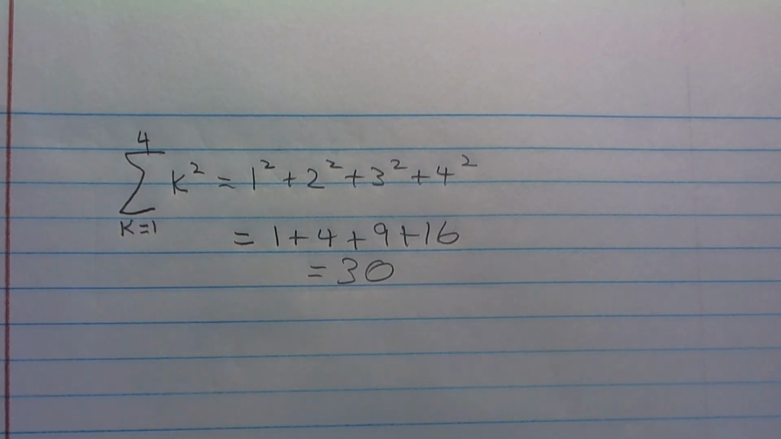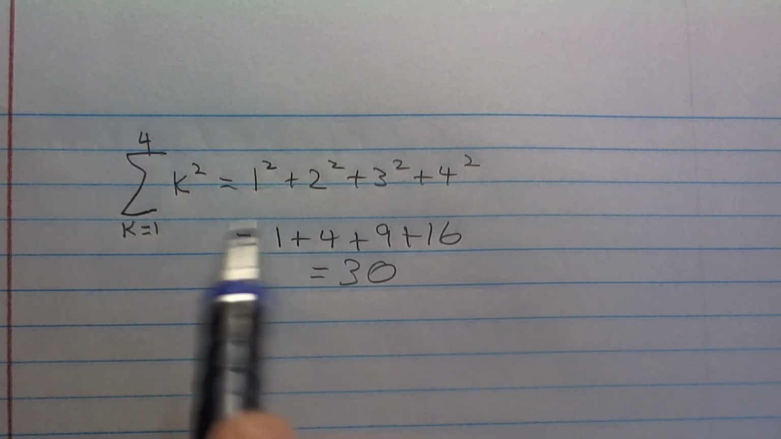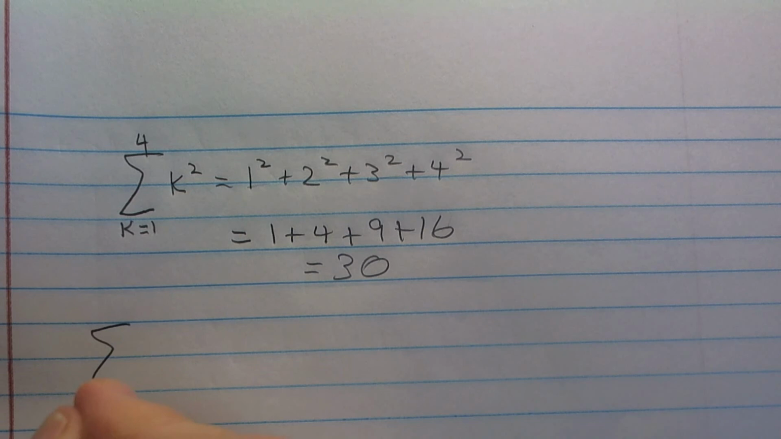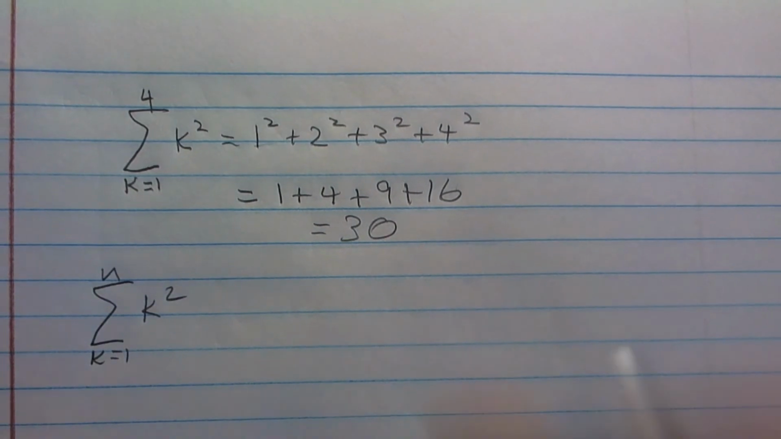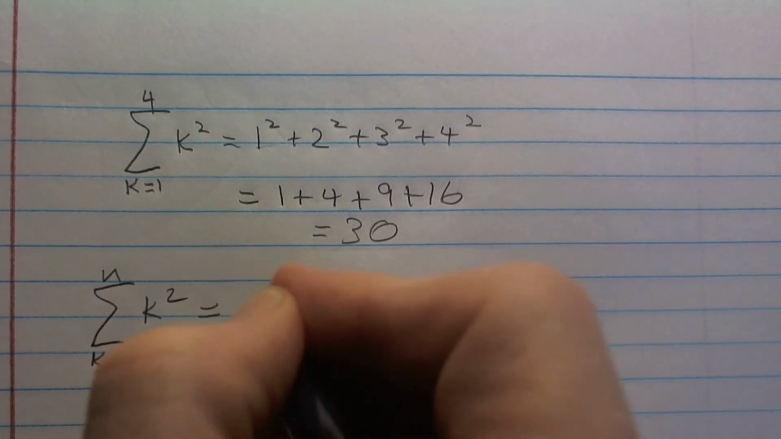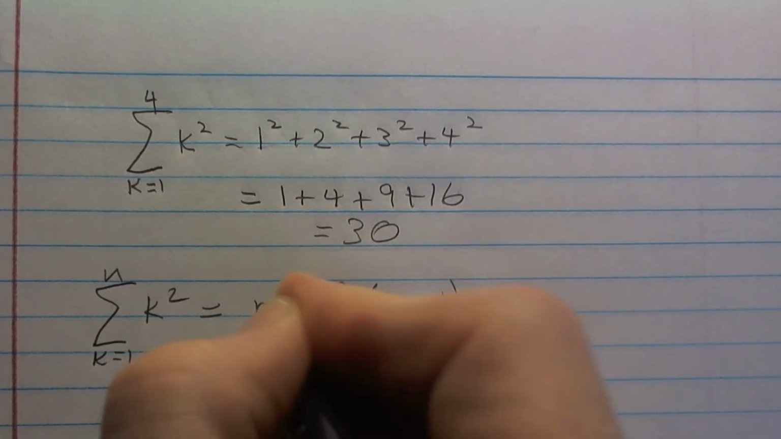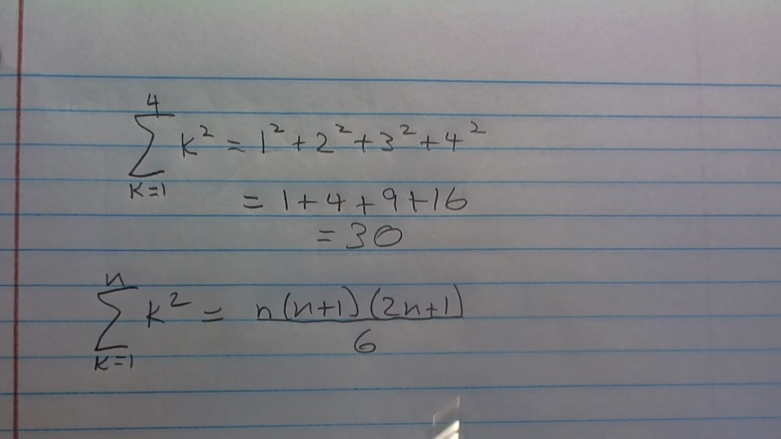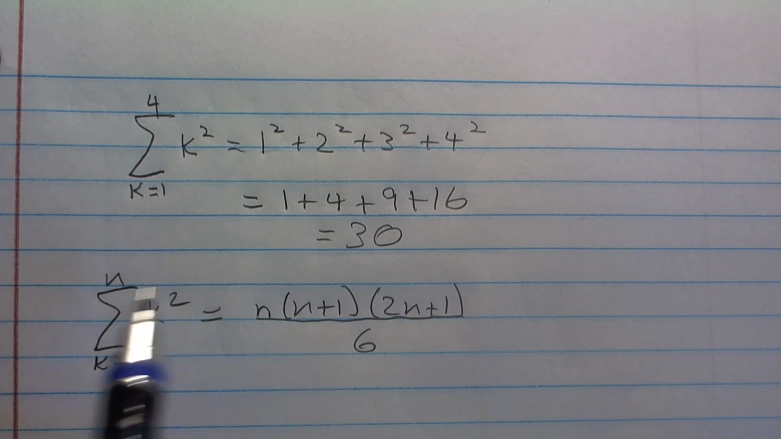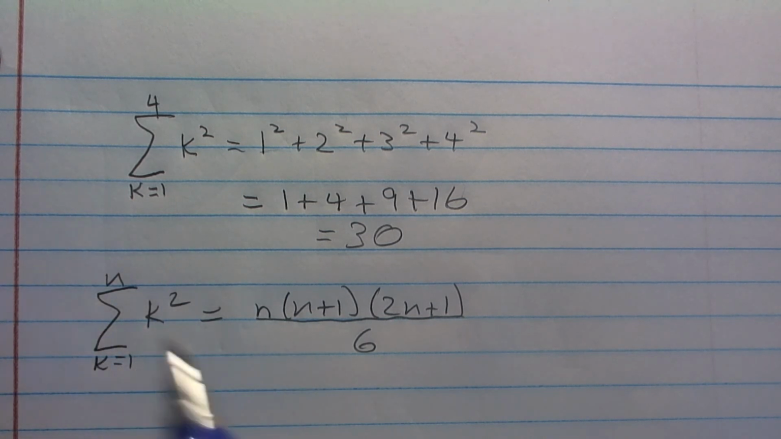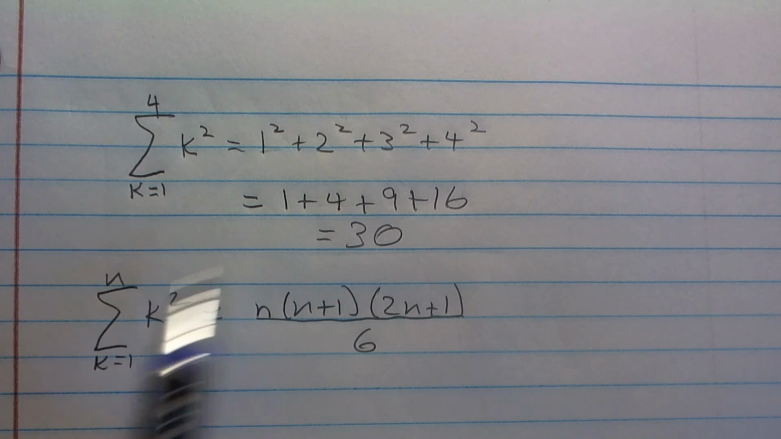Now there's a formula that we can use. It was no problem for us to add this up, but there is a formula that we can use. Let's suppose we have the sum from k equals 1 to n of k squared. There's a summation formula that goes like this: n times n plus 1 times 2n plus 1, over 6. This is a summation formula that works for these k squareds. There are formulas for k to the third, just k to the first, but this is the one we're going to be dealing with here, k squared.